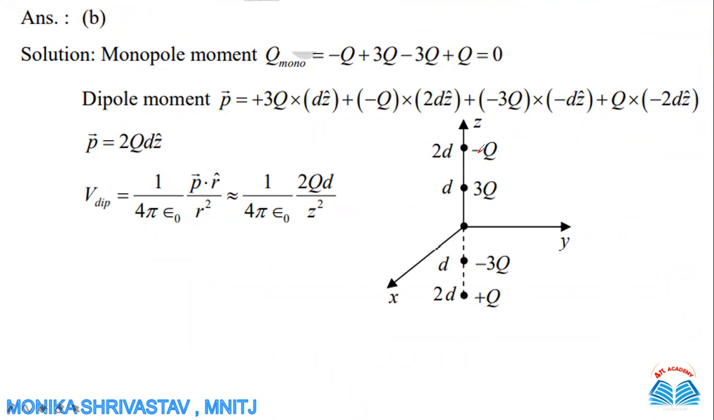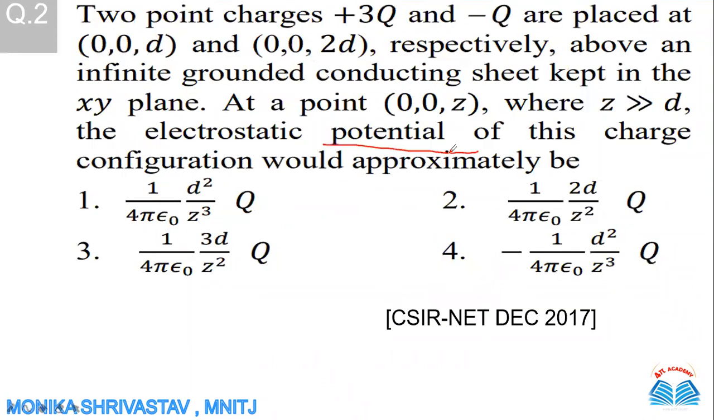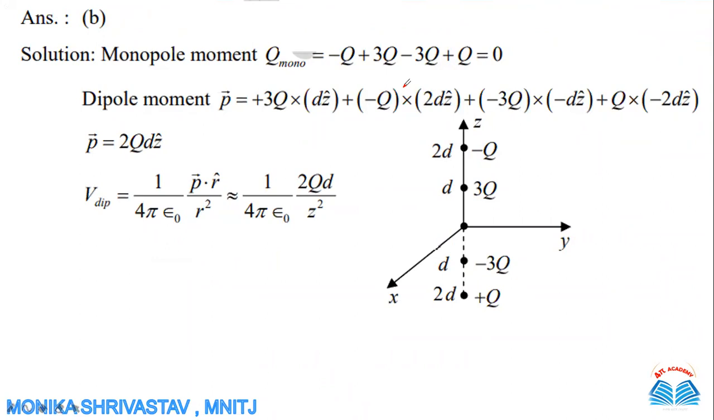First of all, we will make a diagram. The question says there are 2 charges. The first one has magnitude 3q at distance d above the plane. The second one has magnitude minus q at distance 2d. You can see here, this is (0,0,d), meaning x is 0, y is 0, z is d, and (0,0,2d), z is 2d. So we are making this type of diagram.